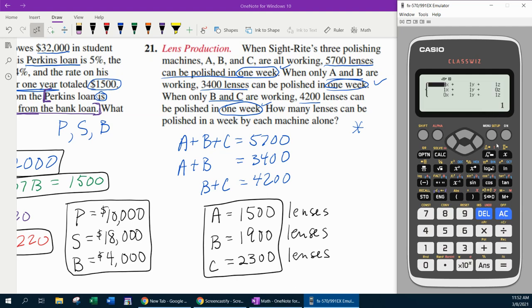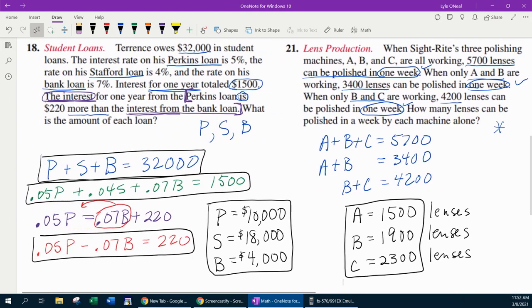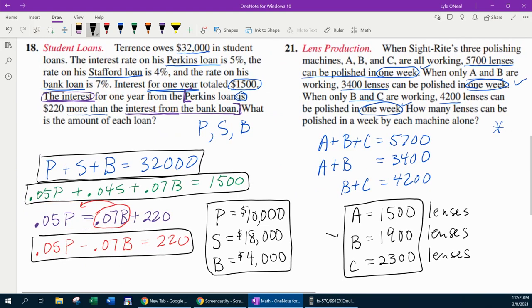And again, if you wanted to check that, it would be super easy just to plug back into the first equation and make sure that all 3 of those numbers add up to make 5,700. But to make sure that this is absolutely correct, remember it has to work in all 3 equations. So you should really go ahead and check all 3 of those, especially if this is during a test.